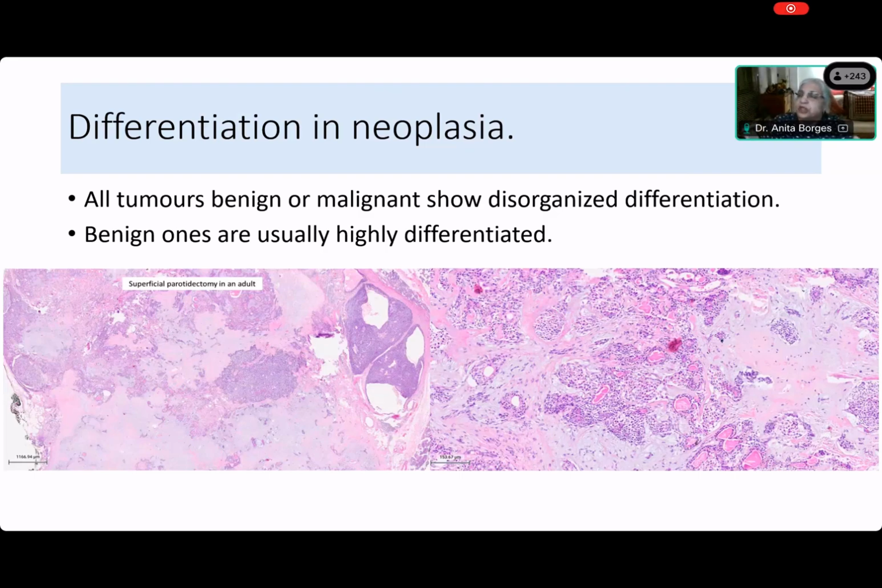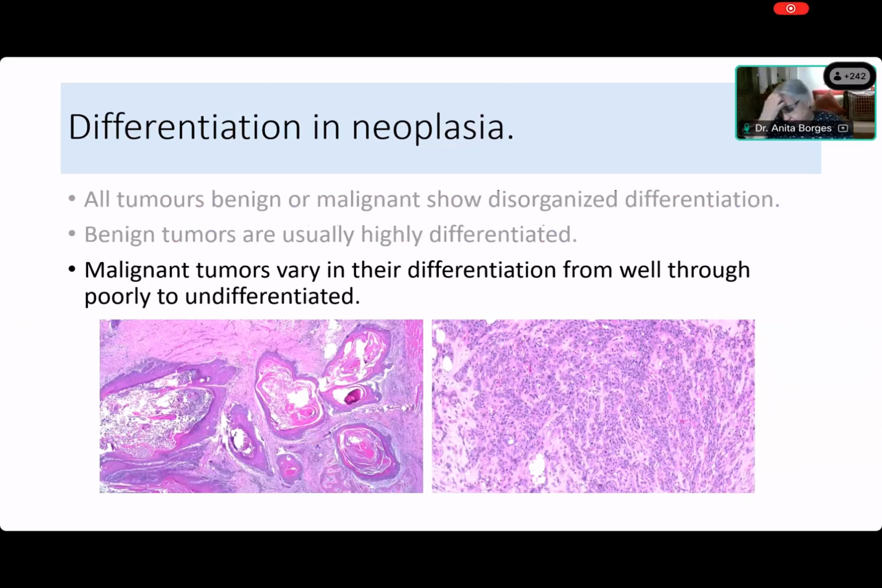So please understand that whether a tumor is benign or malignant, all of them will show you disorganized differentiation, including a lipoma. A lipoma does not grow like normal fat, otherwise it wouldn't produce a lump. So benign tumors are usually highly differentiated. A lipoma is a benign tumor and it looks very much like fat. But please remember that implicit in the definition of neoplasia is that all tumors show a degree of disorganized differentiation. It's got nothing to do with whether something is benign or malignant.